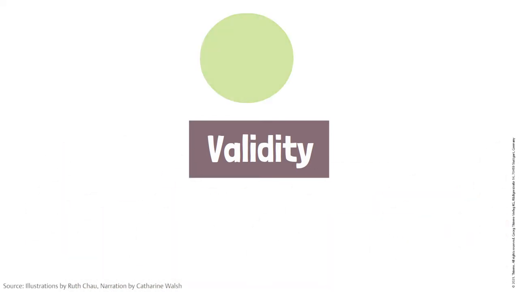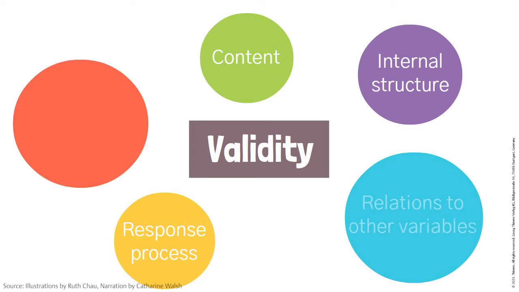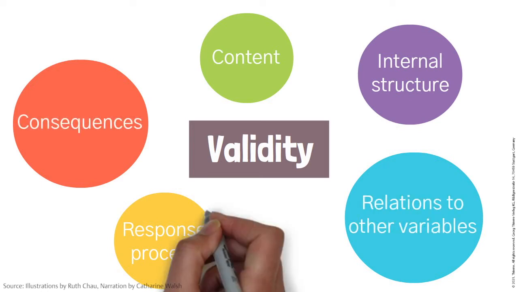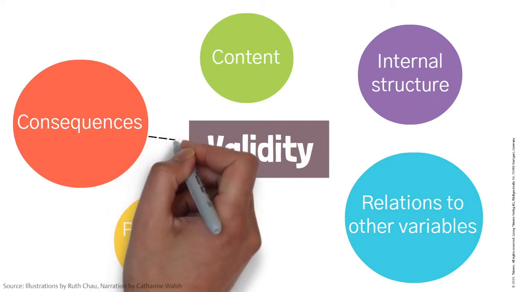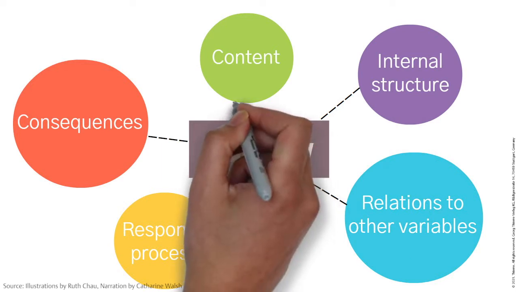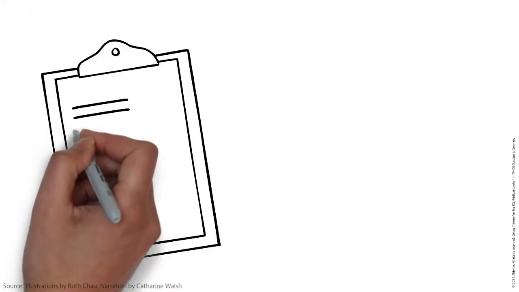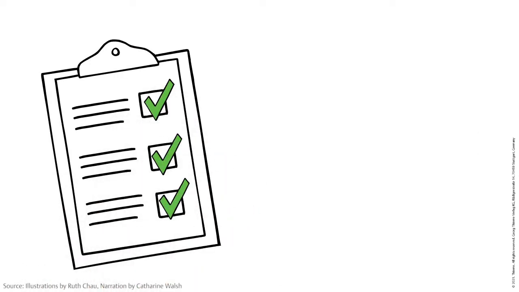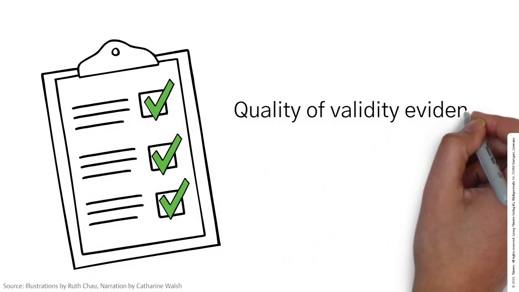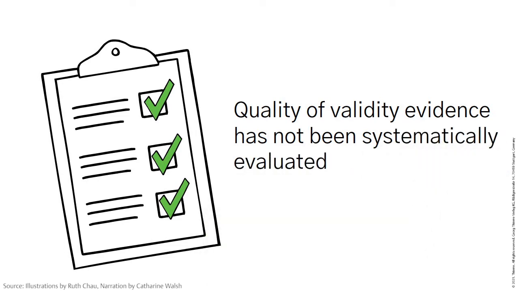Evidence in support of validity can come from 5 sources. These include content, response process, internal structure, relations to other variables, and consequences. Before an assessment tool is widely used, the validity evidence supporting both its intended use and the interpretation of its scores needs to be established. While a number of tools have been developed to assess skill in performing colonoscopy, the quality of validity evidence supporting the use of these tools has not been systematically evaluated.